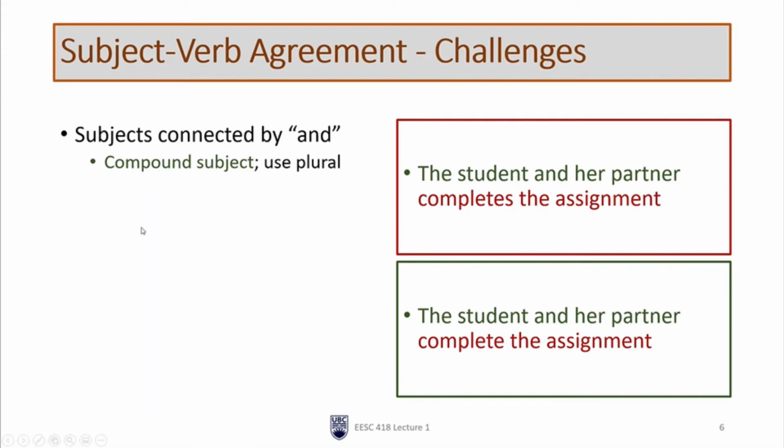Another challenge comes up with subjects connected by the word and. Now, this is called a compound subject, and now the subject refers to everything that is separated by the and. So in this example, the student and her partner, that is now a compound subject. Neither one of these is the subject on its own. And so the compound subject should be plural. It should read as if you were saying they. So "they completes the assignment" is obviously not correct. "They complete the assignment." So the student and her partner complete the assignment is the correct version.